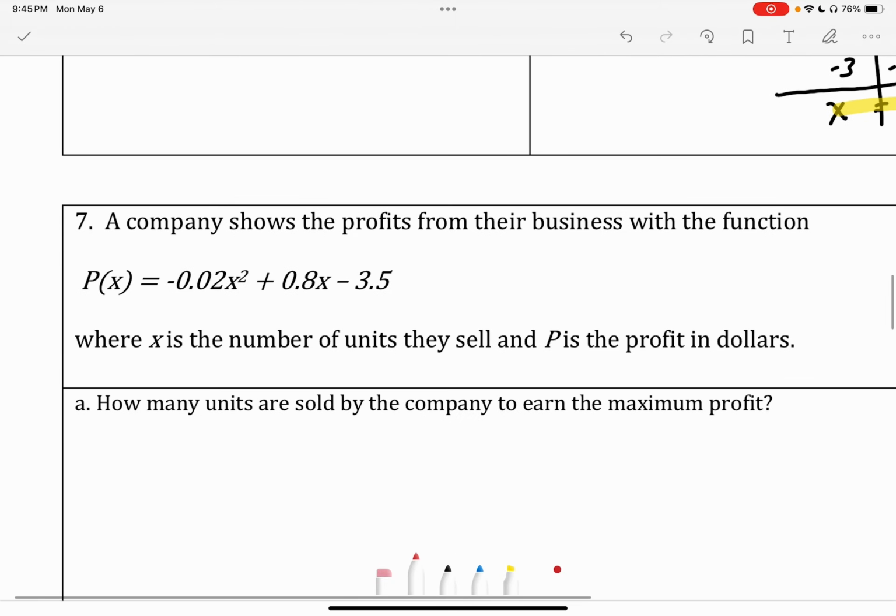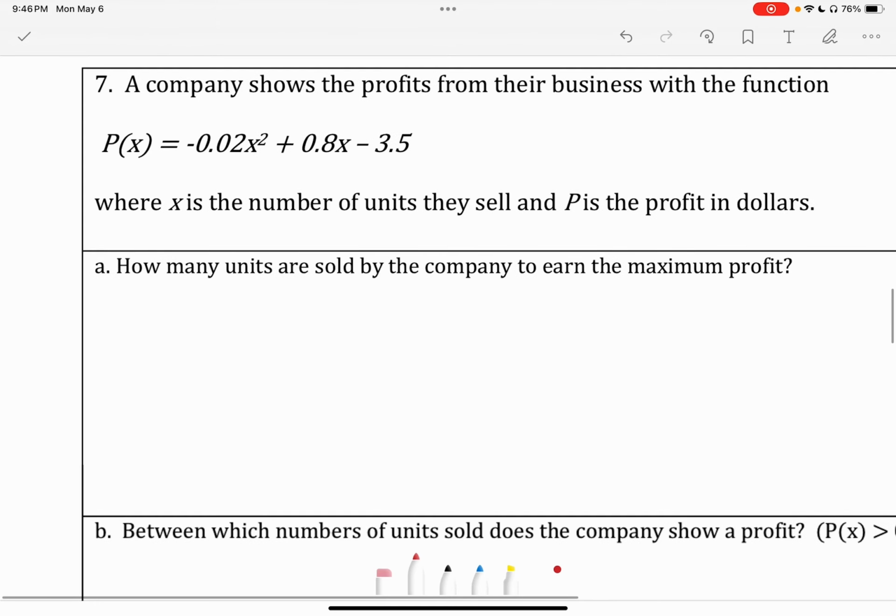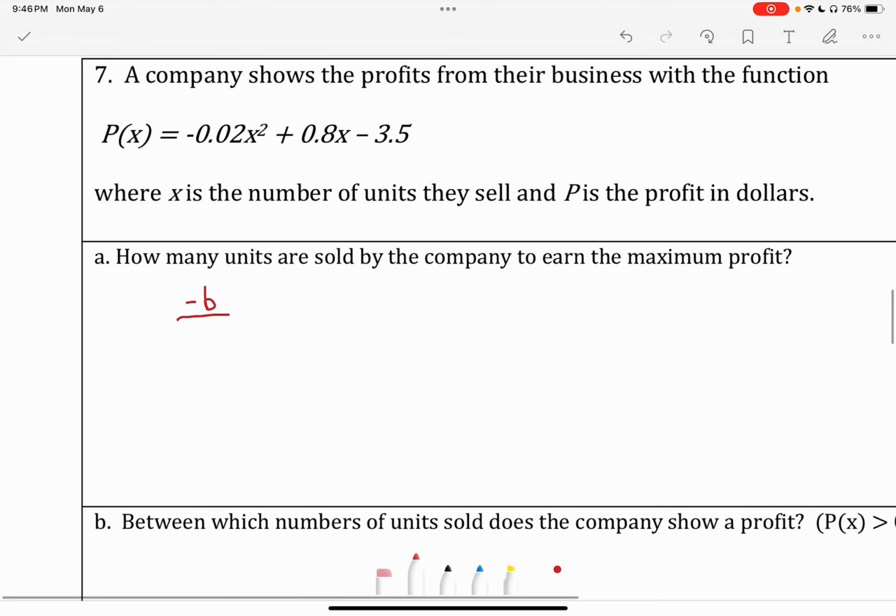All right, number 7, a company shows profits with the function P equals negative 0.02x squared plus 0.8x minus 3.5. X is the number of units they sell, and P is the profit. So it says how many units are sold by the company to earn the maximum profit. Again, that's going to be the x value of our vertex. So we really can simply just do negative b over 2a here.